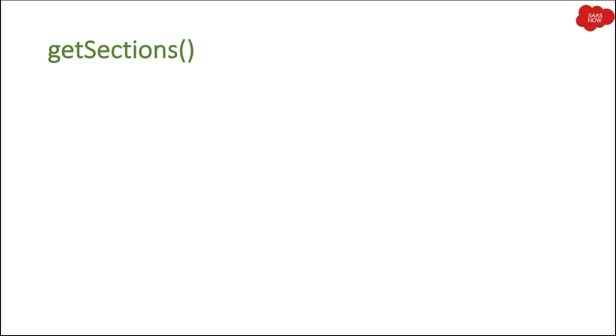Then we have getSections. Now getSections is quite similar to getSectionNames, but getSectionNames gives you directly the names of the sections with commas, while this one returns an array of form sections. So whatever form sections we have, it gives you those sections in an array. That is the main functionality of this method.